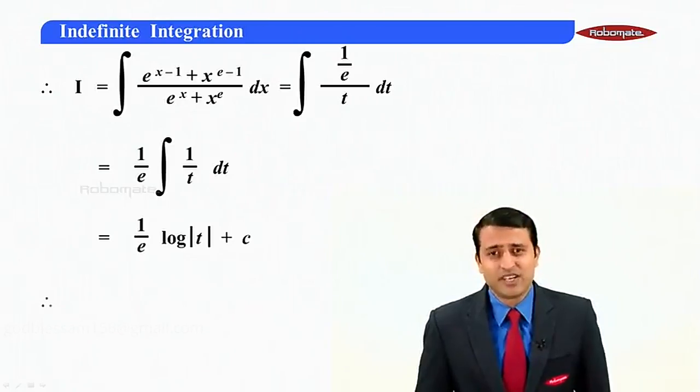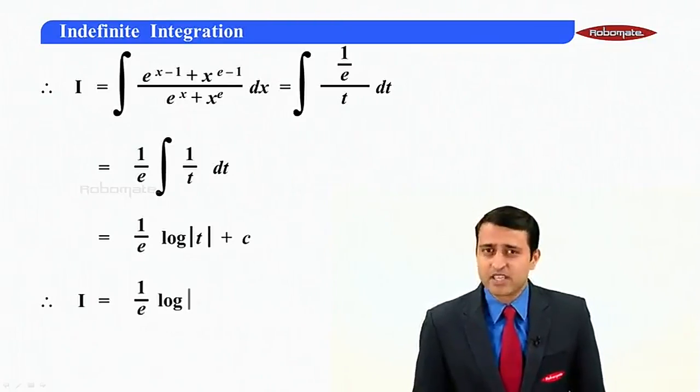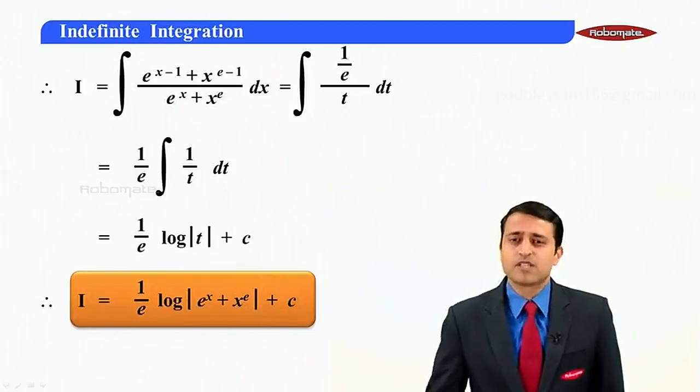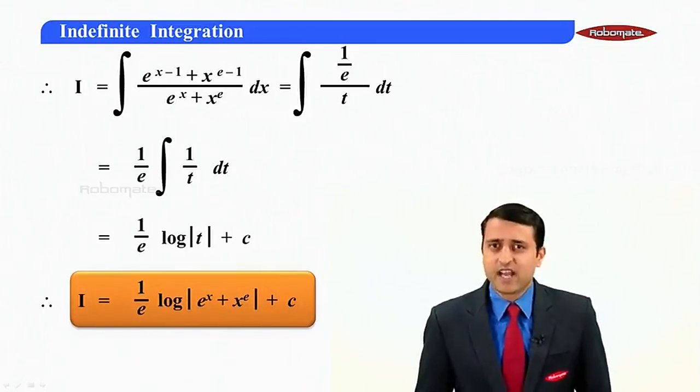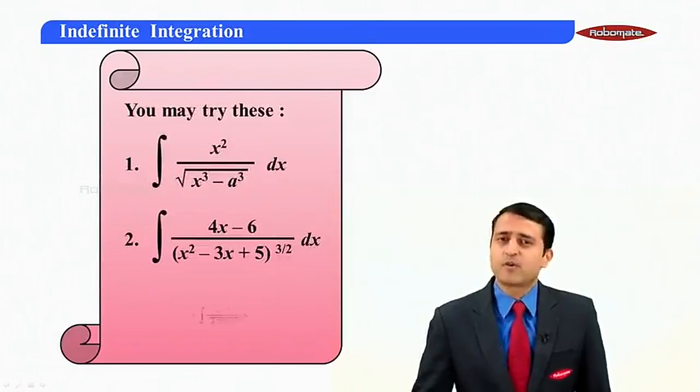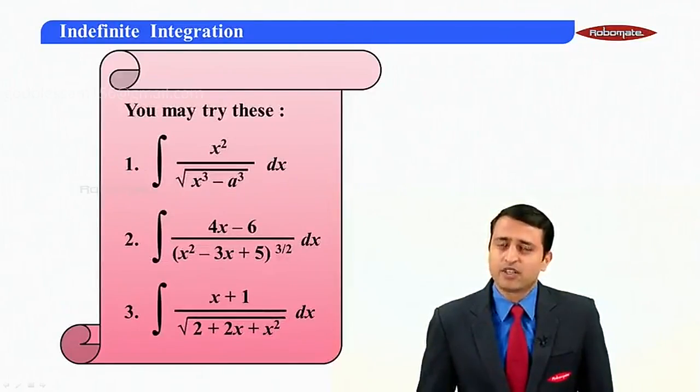Now what we need to do? Resubstitute t. And in this case the value of t was e raised to x plus x raised to e. Obviously plus c has to follow. That's our final answer. And some sums based on this. Can we have them? These are the questions which you can try on the same lines.